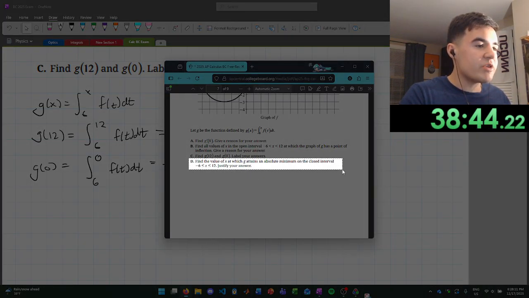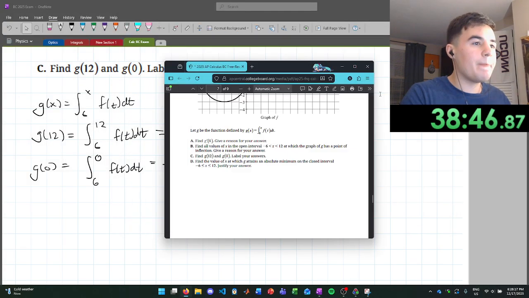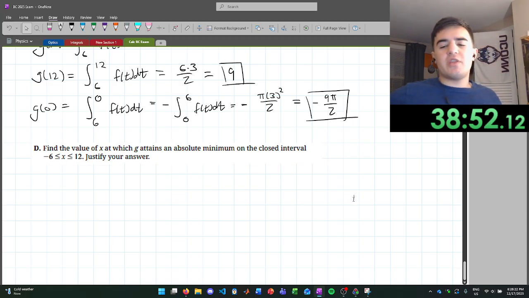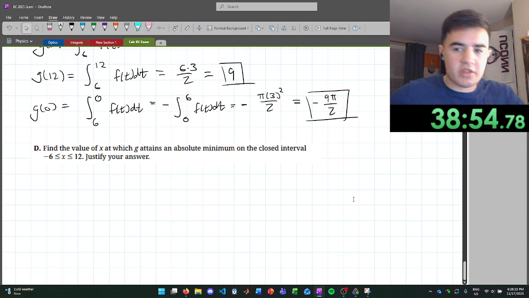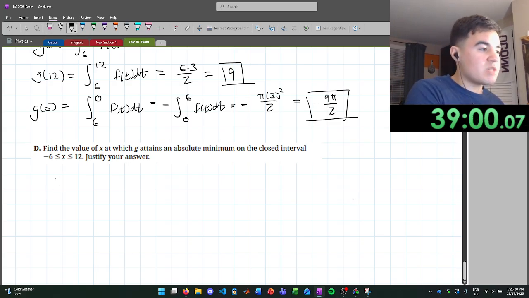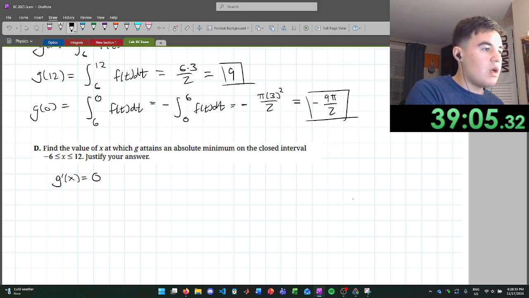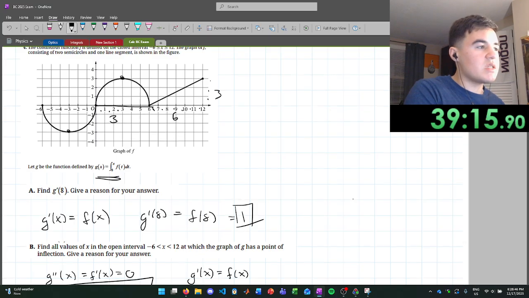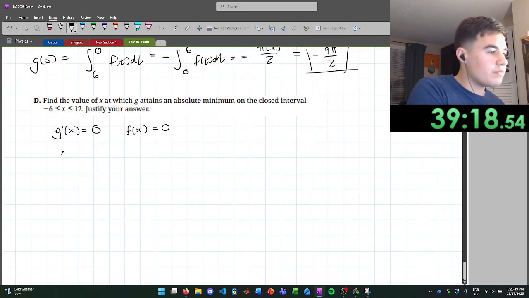Find the value of x at which g obtains an absolute minimum on this interval. Same thing as what we did earlier, check the slope at a bunch of points and then check the bounds as well. So for a minimum, we first have to check the local maxima and minima. So we want g prime of x equal to 0, which is the same thing as saying f of x is equal to 0. f of x is equal to 0 at points -6, 0, and 6.